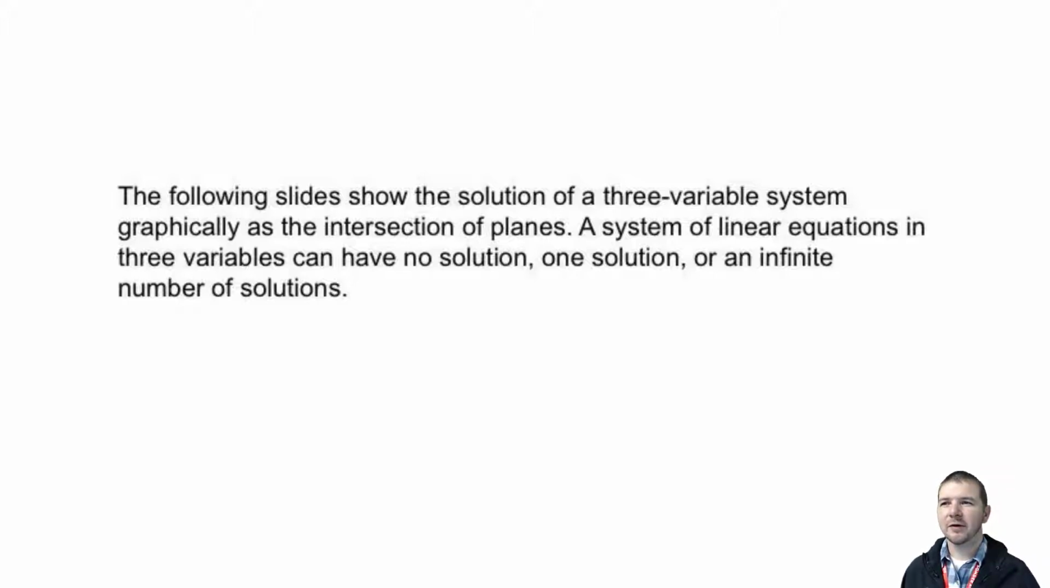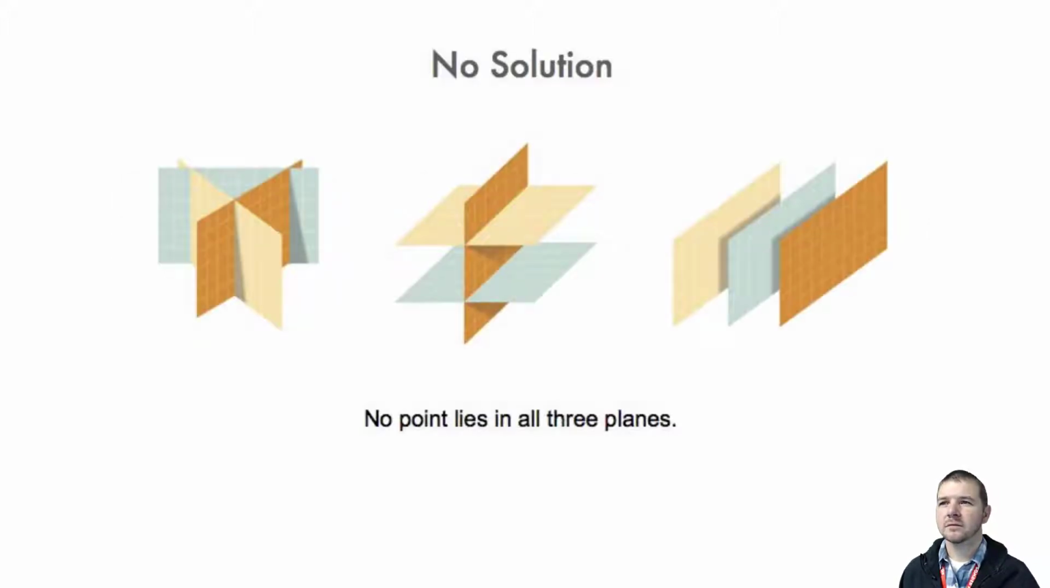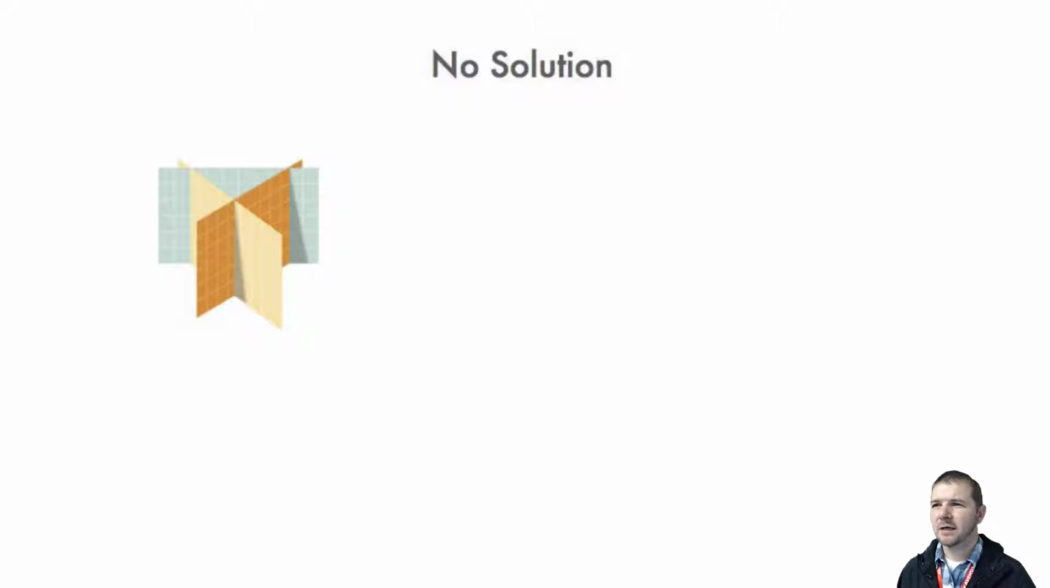A system of linear equations in three variables can have no solution, one solution, or an infinite number of solutions. First, consider examples with no solution. On the far left, we can see three planes. Each plane intersects both of the other planes, but there are no common points shared between all three planes.